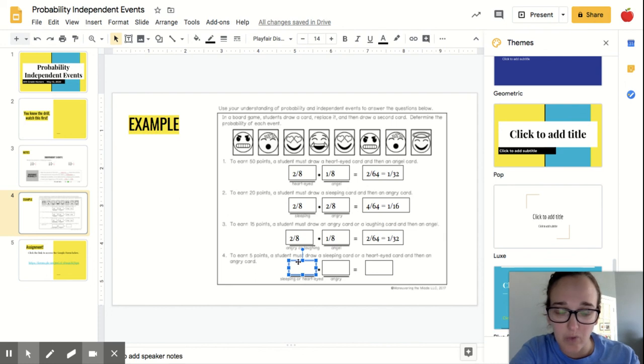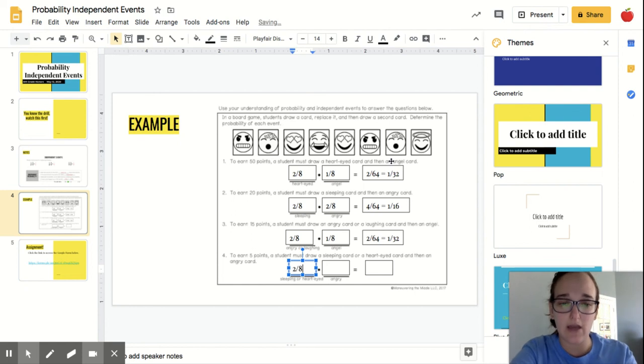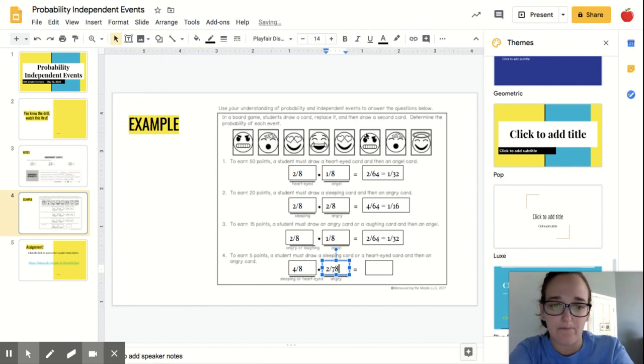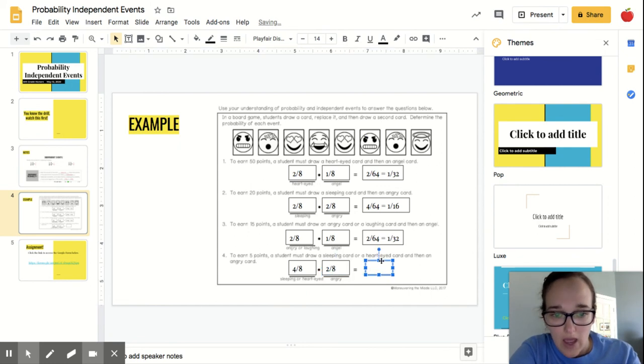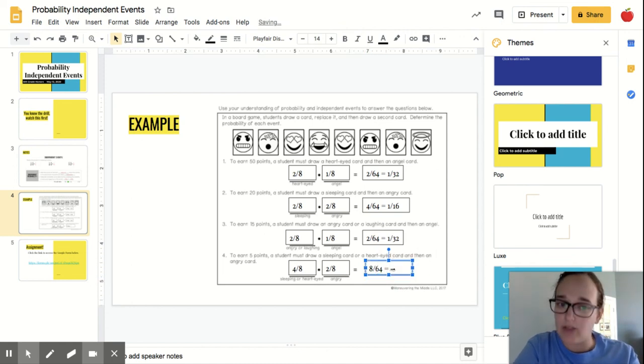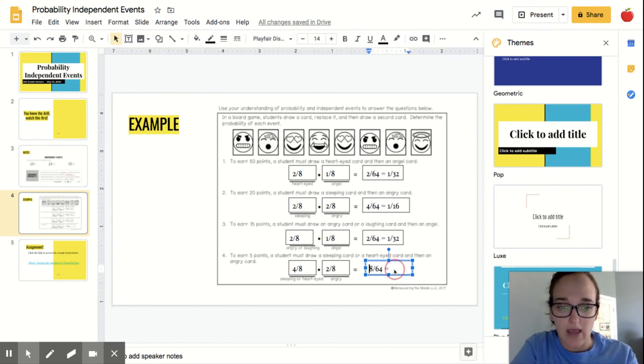Last one. To earn 5 points, a student must draw a sleeping card, so there's 2 sleeping cards out of 8, or a heart-eyed card. Oops. Okay. A sleeping card or a heart-eyed card. Okay, so sleeping or hearts: 1, 2, 3, 4 out of 8. That's a half. And then an angry card. So angry card has 2 out of 8. Oops, not out of 78. There we go. And then we multiply. 4 times 2 is 8. 8 times 8 is 64. And then let's see, that would simplify to 1/8 because we could divide by 8 on the top and the bottom.